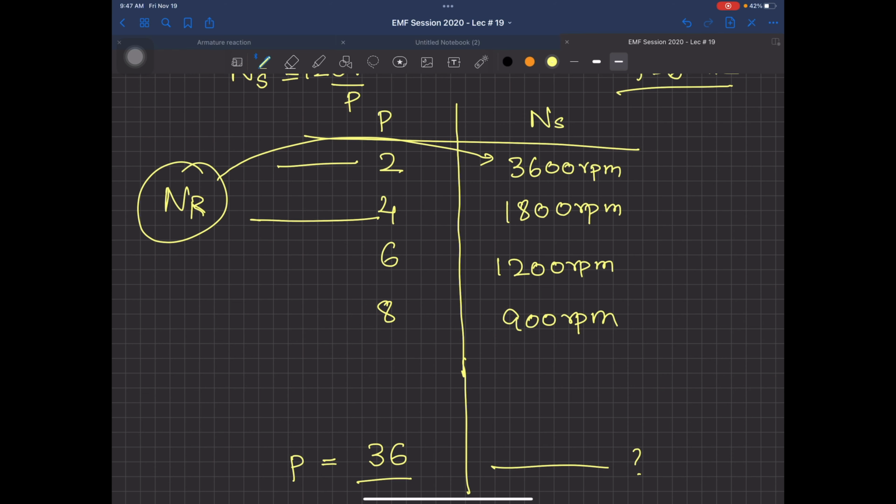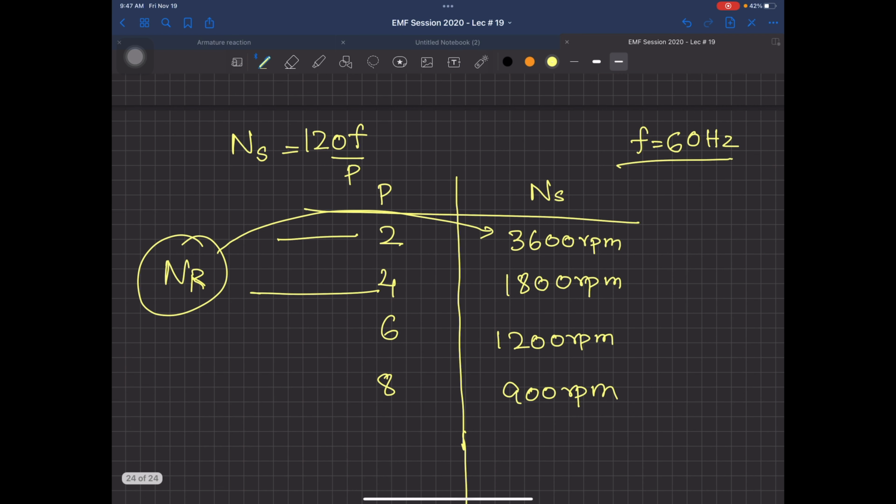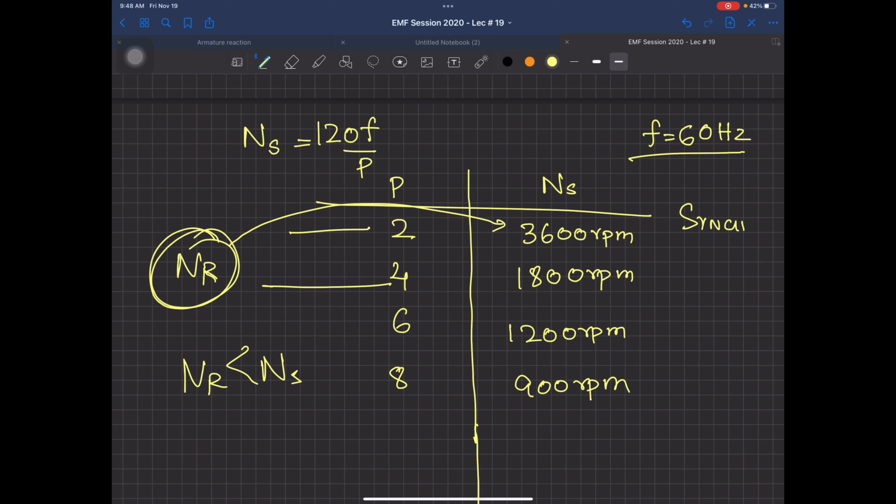But here, the point is that today we have talked about the revolving magnetic field, and you have to find the speed by using 120 F by P. Your induction machine will have a speed NR slightly less than NS. And for a synchronous machine, your NS will be equal to NR. Why? I told you there is going to be a locking. They are not going to have any speed regulation here.